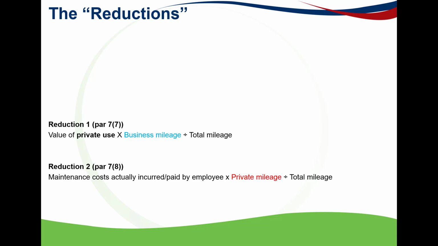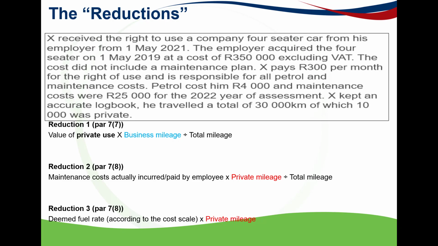So if we then apply that to our example, I've just split the possible reductions under paragraph 7.8 into 2, so we have about 3 reductions that relate to the example that we have before us. Right, this would be our example.